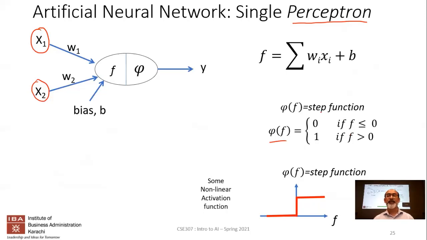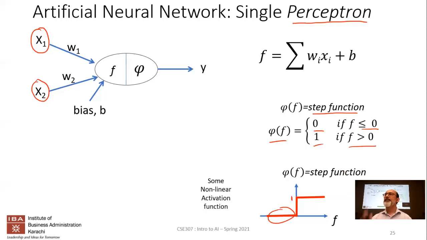And I'm going to use a simple example of phi, which is the step function, which basically means that if f is less than or equal to 0, the output is going to be 0. You can see that over here. And if f is greater than 0, it's simply going to be a 1 over here. So this is called a step function.